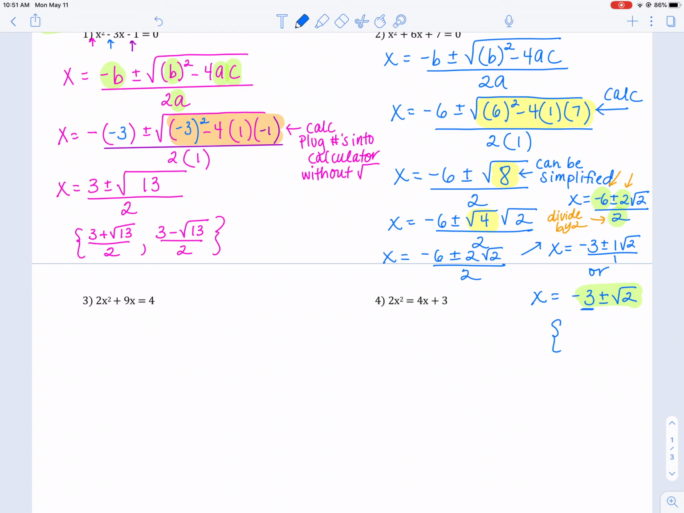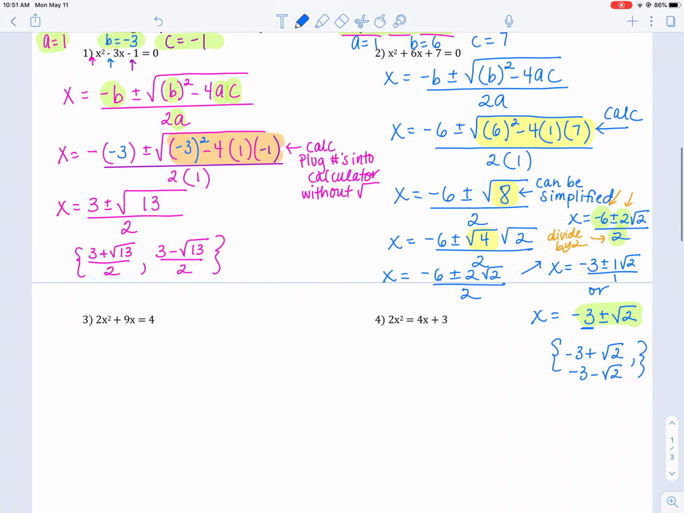But here you have two solutions. Negative 3 plus radical 2 and negative 3 minus radical 2. So those are your solutions for number 2.